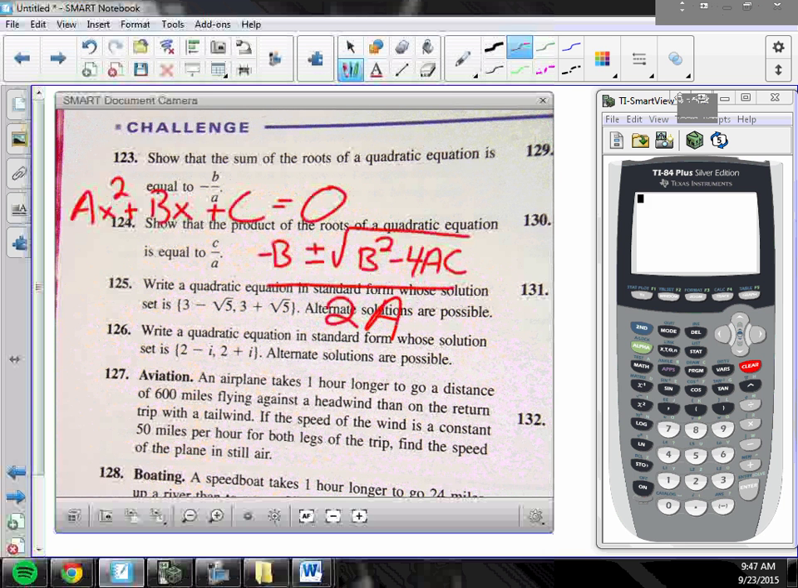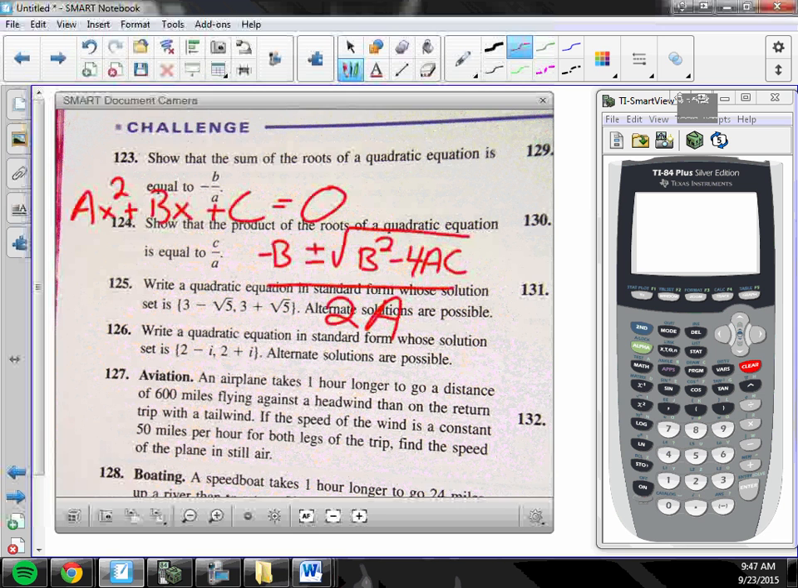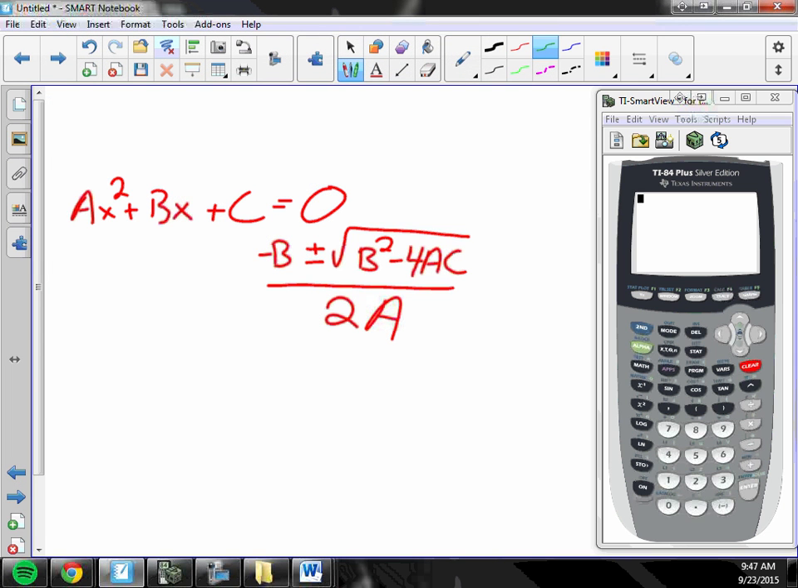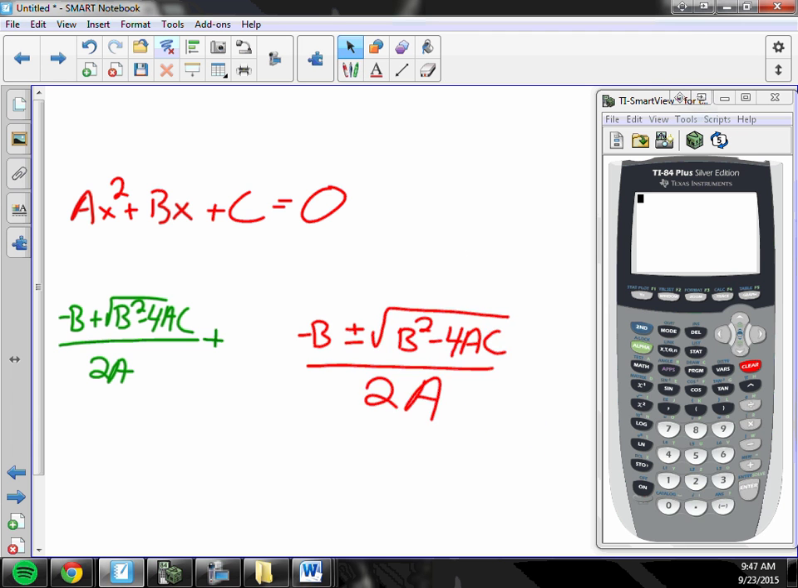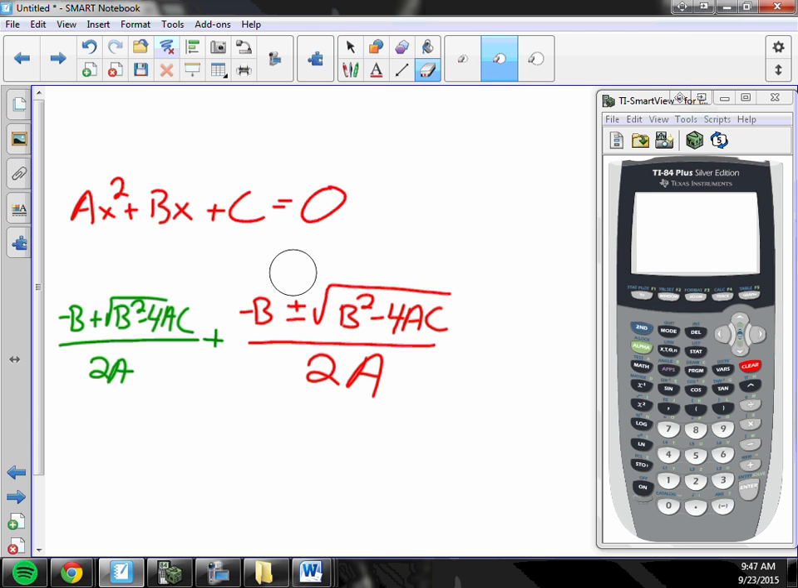So it says if we add those together, we should come up with the answer negative b over a. So let's try it. So let me get rid of this for a second. If I take negative b plus the square root of b squared minus 4ac over 2a, and I add that to the same thing with the negative on it. So add it to this. How do I add those together?